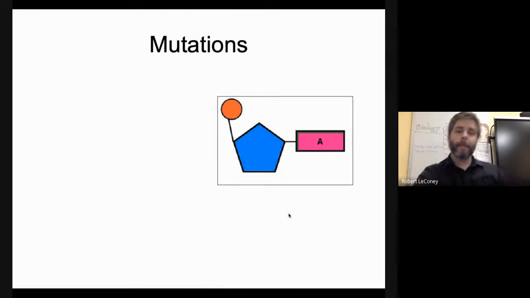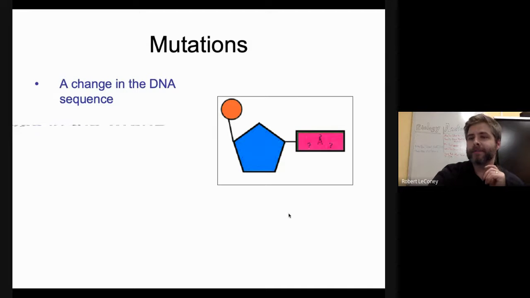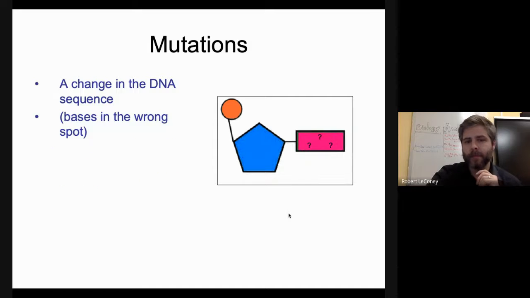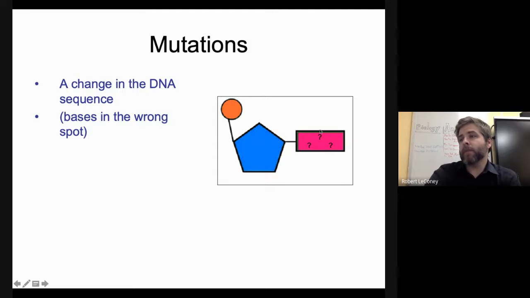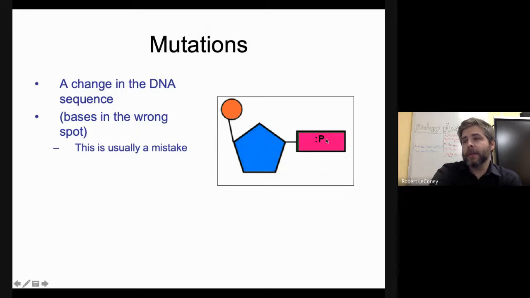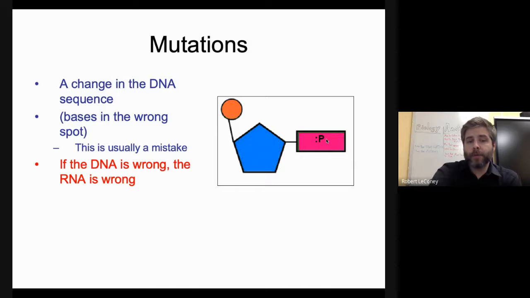All right, so how do these mutations work? Oops, I forgot my pictures were changing. All right, it is going to be a change in the DNA sequence. Here we have DNA. But if you get the wrong base in the wrong spot, instead of an A, you get something else, which is usually a mistake, then you're going to get the wrong code. It's like spelling a word wrong. I meant to spell cat, but I accidentally spelled hat. So instead of requesting a cat, I got a hat, and I don't want a hat.